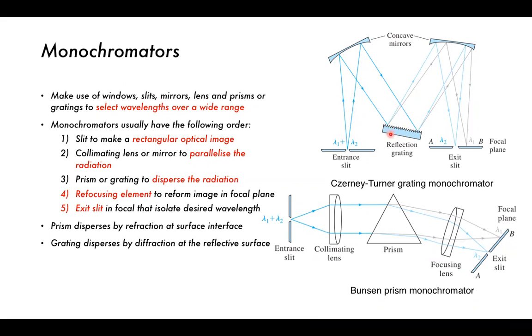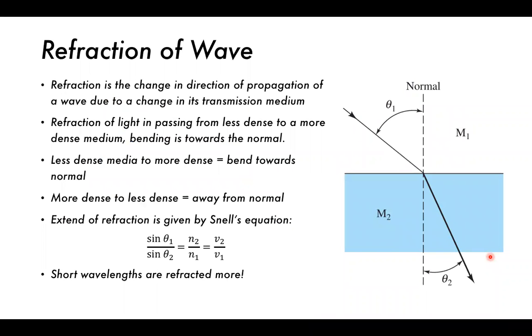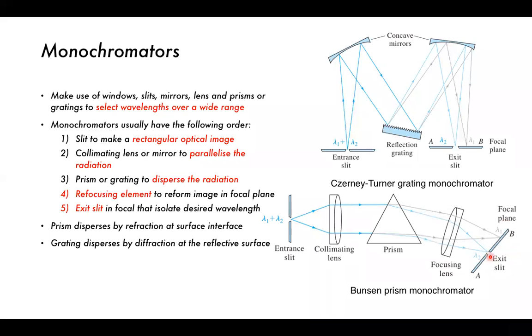So again, in the Czerny-Turner grating monochromator, this is a reflection grating. In the case of the Bunsen prism monochromator, this is a prism. So then we have a refocusing element after that, which is our focusing lens or our concave mirror in the case of this grating monochromator. These will focus the light onto the focal plane, which is where the exit slit is located in both types of monochromator. These exit slits then can be moved to enable the choice of a particular wavelength.